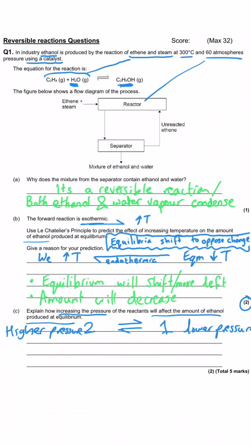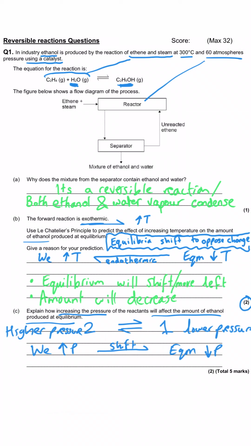And as we have already said, the equilibrium will shift to oppose the change. So we have increased the pressure, and the equilibrium wants to decrease the pressure. And the reaction that decreases the pressure is the one that shifts to the side with fewer moles of gas, because that will be the lower pressure side. So the equilibrium on this occasion is going to shift to the right-hand side. So that's what we need to say for our 2 marks.